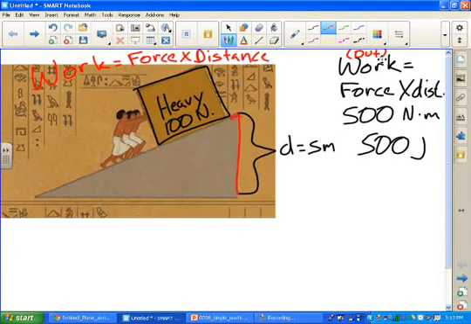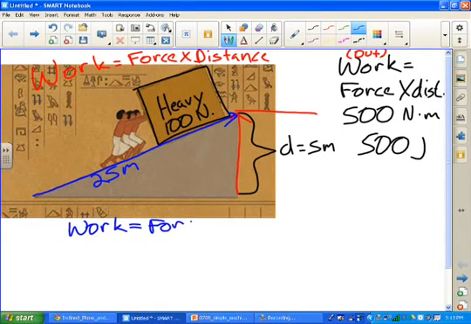But what if we slid it up an inclined plane? It doesn't really matter how we get it to this plateau of 5 meters above the ground. So if I were to slide it up this inclined plane, and let's assume that the inclined plane was, instead of 5 meters, 25 meters. If the inclined plane was 25 meters, I'm changing the amount of distance. But the work it takes to move that block 5 meters in the air is still going to equal the force times the distance.